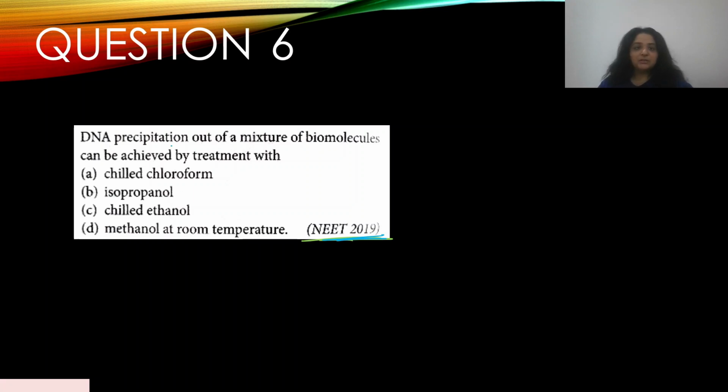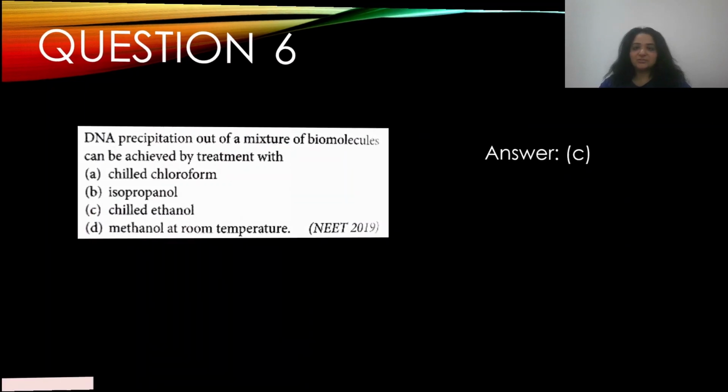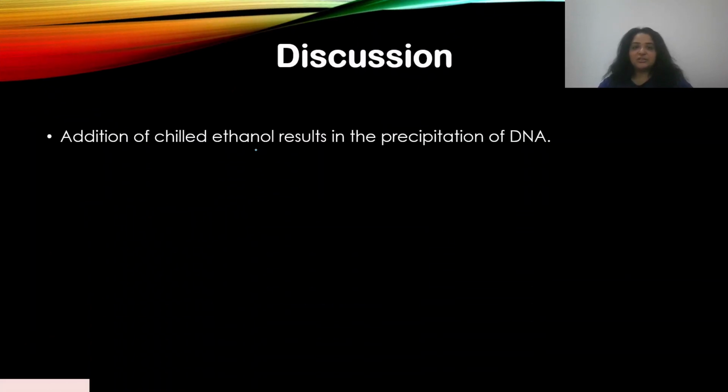So DNA precipitation out of a mixture of biomolecules can be achieved with the treatment of chilled ethanol. So the moment you add chilled ethanol to the mixture, you will be able to isolate DNA. Okay, it precipitates out. I think there's a photograph given in NCERT where they have shown how they spool the DNA out. It's like a whitish structure, so you can check that out. And of course, this appeared in NEET 2019. So the information is there in NCERT. So of course, the answer is C. Yeah, addition of chilled ethanol results in precipitation of DNA. It is a fact. Please learn it.